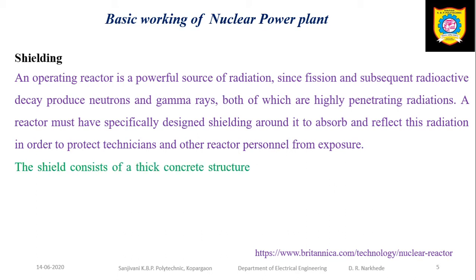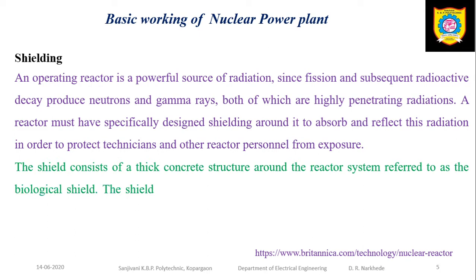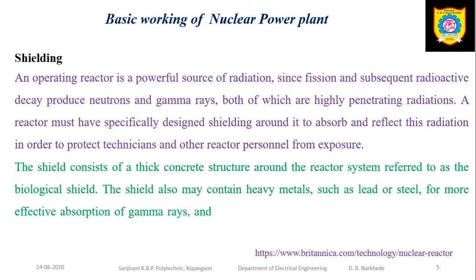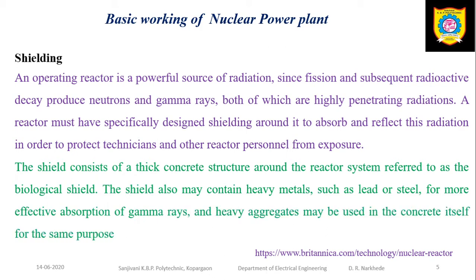The shield consists of a thick concrete structure around the reactor system referred to as the biological shield. The shield also may contain heavy metals such as lead or steel for more effective absorption of the gamma rays, and heavy aggregate may be used in the concrete itself for the same purpose.